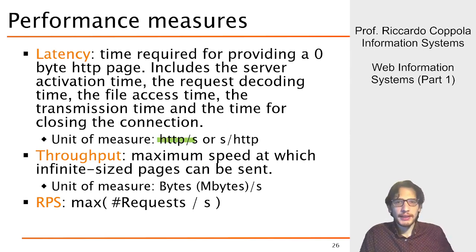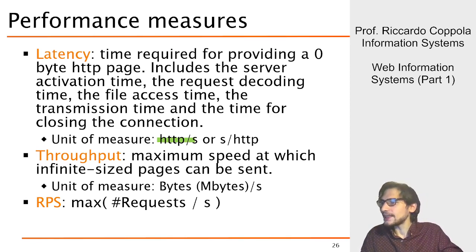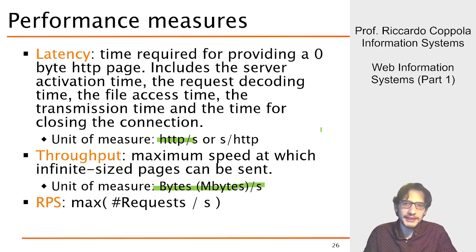I can also measure the band or the throughput, which tells me the maximum speed with which I can send information. This does not depend on the server, because the latency depends on the server, but the throughput depends on the ISP, on the network through which the server is sending information. And here you can find the very popular bytes per second. That is the typical way you identify the performance of a network, like a fiber connection which is going at 1 gigabyte per second, for instance.